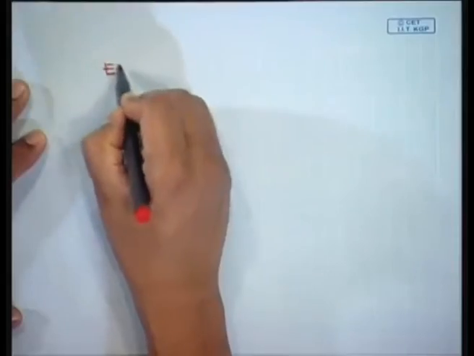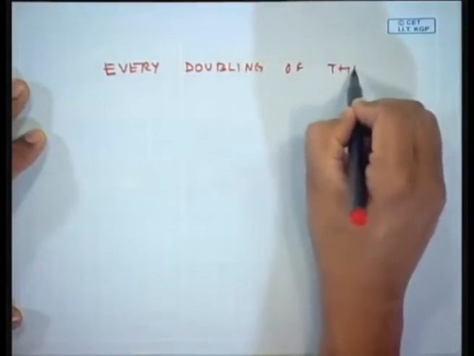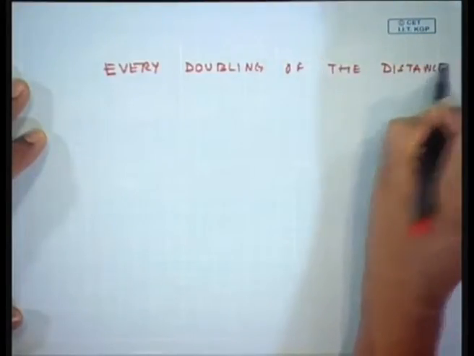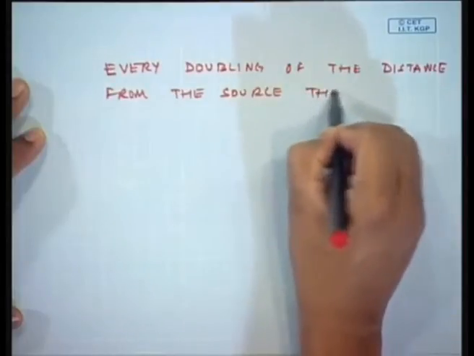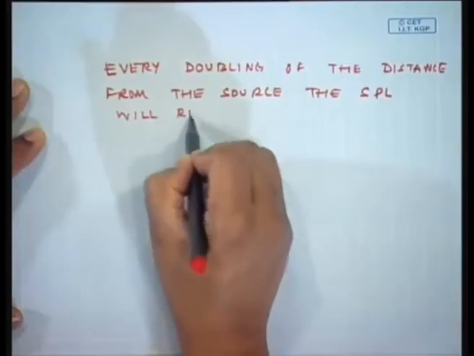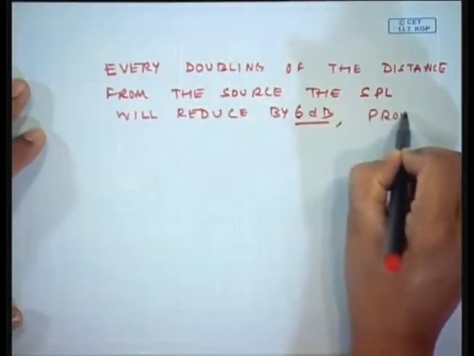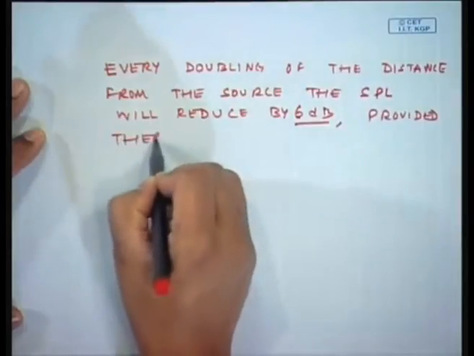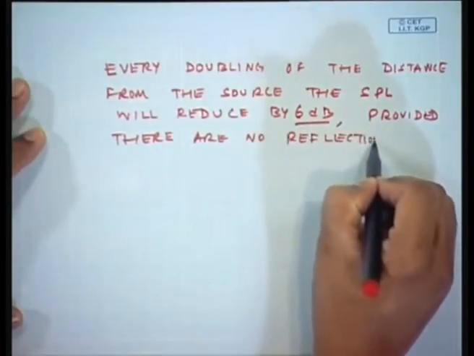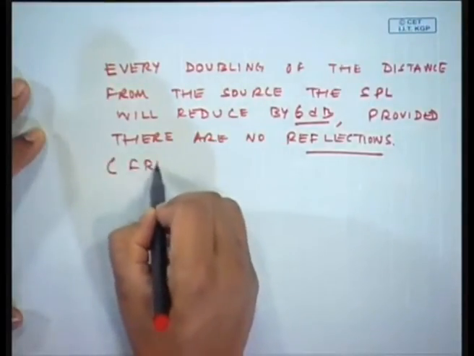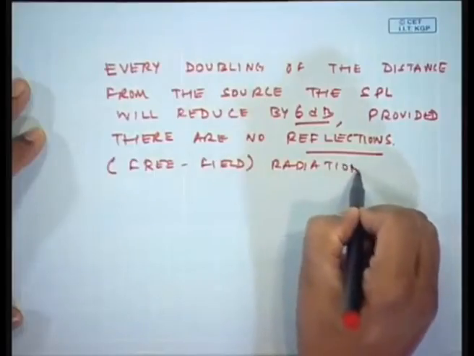with every doubling of the distance from the source, the SPL will reduce by 6 decibel, provided, this is very important, provided there are no reflections, and this no reflections means free field radiation. Okay.